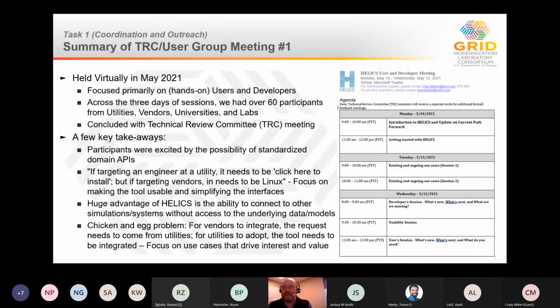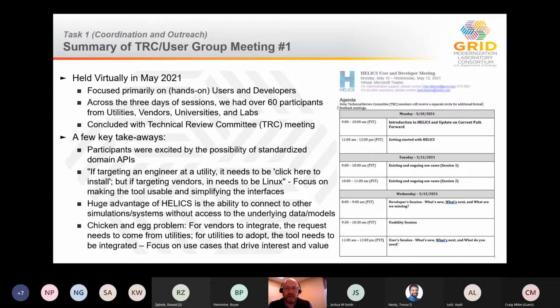We had 3 day sessions, roughly about 60 participants when it all came said and done. And of course, we had the TRC meeting that allowed us to get direct feedback and things like that. We ended up getting something like 12 or 13 pages of notes, and so we really appreciated that. But I want to sum it up with 3 or 4 of the key things.